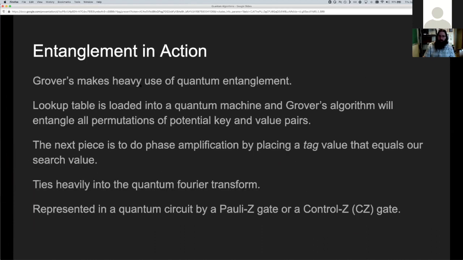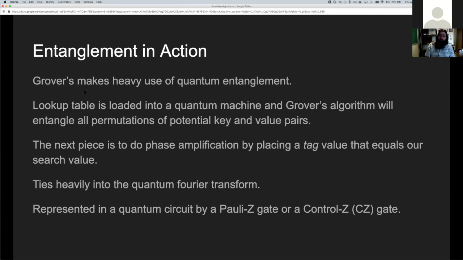And then going more into entanglement, Grover's makes very heavy use of quantum entanglement. So the way it works is we have a lookup table. This is loaded into a quantum machine, and Grover's algorithm will entangle all the permutations of potential key and value pairs. And then once that's entangled, the next piece is to do phase amplification by placing a tag value, so to speak, that equals our search value.